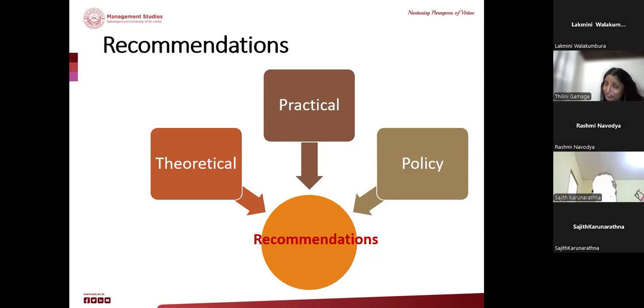So that's about recommendations. And as I told you, it's again a critical component. Don't think that because it's in the last chapter, it's not important. It is. And the other thing is, don't use your common understanding or general knowledge to provide recommendations, especially practical recommendations. All your recommendations should derive directly from your study findings.